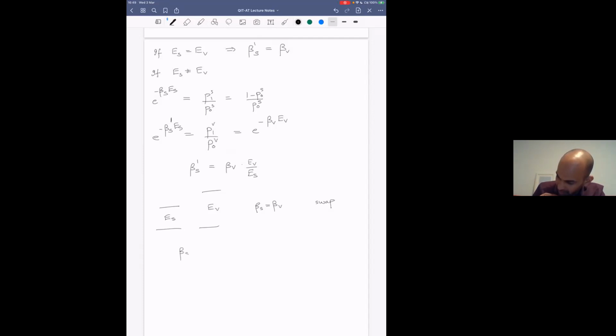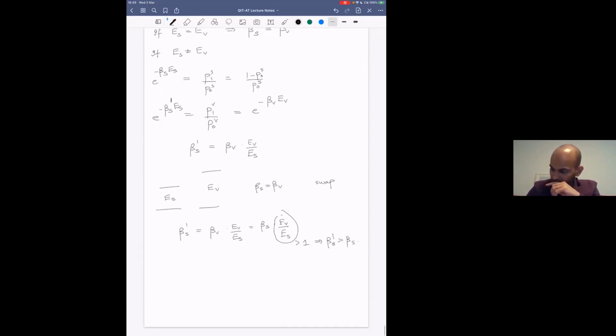What we would have is that beta S prime is equal to beta V times EV upon ES, which is just the original beta S times EV upon ES. So if this is greater than 1, then beta S prime is greater than beta S. So if we take two states that are the same temperature, and then we swap them, essentially the smaller energy gap is going to look like it's become colder now. And the inverse goes for the other one. The other one is going to look like it heated up. Right. So that's the first conclusion we can draw.